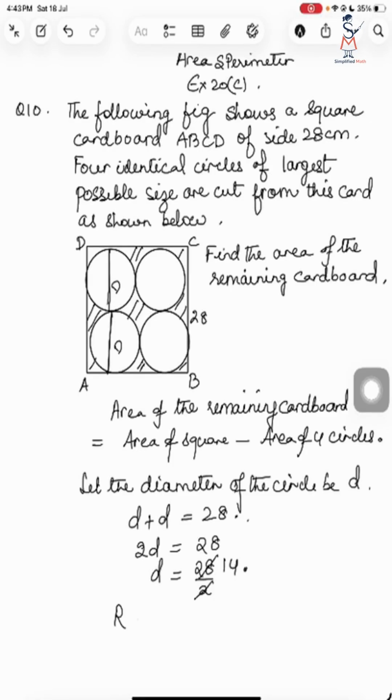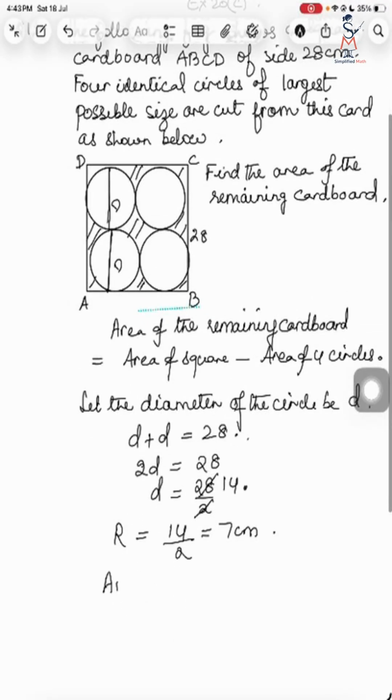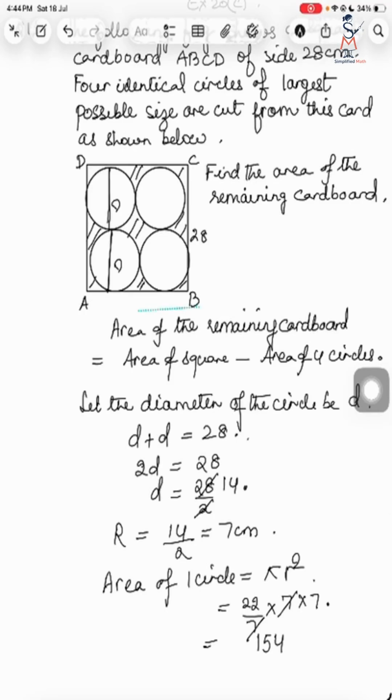So what will be the radius of the circle? 14 divided by 2, 7 centimeter. Right. So this is your radius of the circle. Now we will find the area of one circle. Area of one circle will be pi r square, that is 22 by 7 into radius, that is 7 into 7. This 7 gets cancelled. 7 2s are 14 and 154 centimeter square.